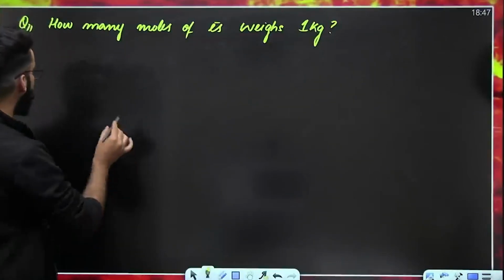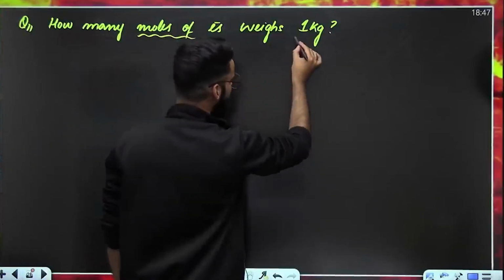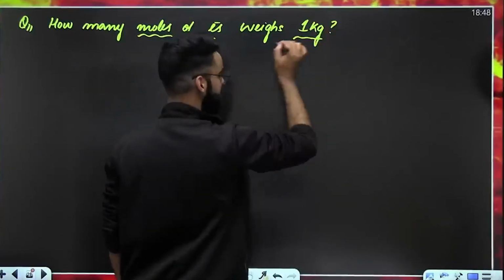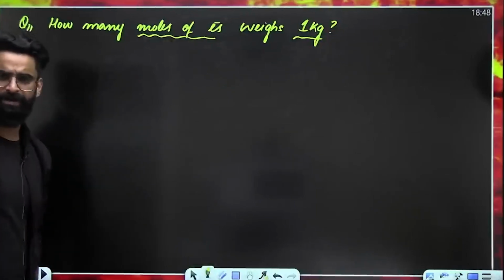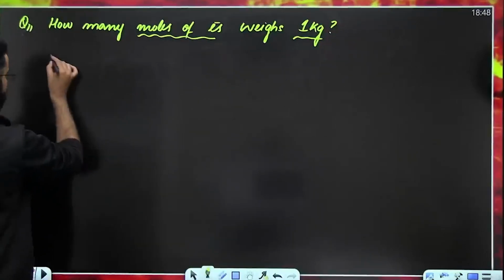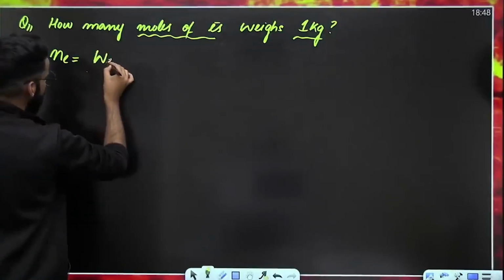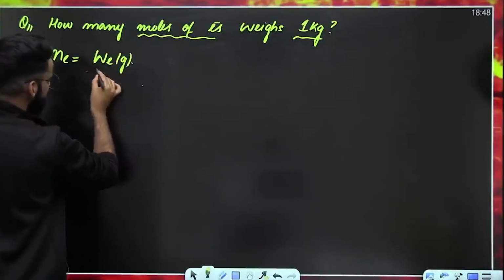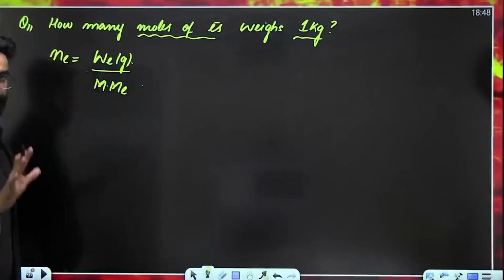So what do we have to calculate? We have to calculate moles of electrons. What are we given? We are given the mass of the substance. How do you convert mass into moles? You'll be writing number of moles of electrons is equal to given mass of electrons in grams divided by molar mass of electron. Simple, right?